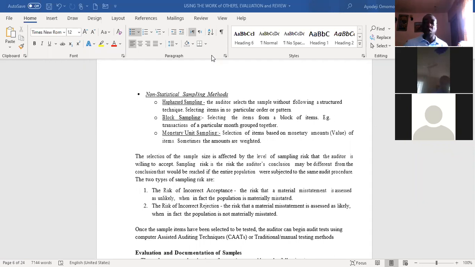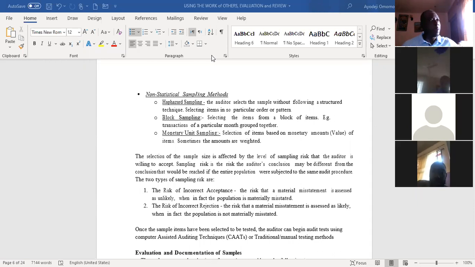You can even, for block sampling, say maybe you have a payment voucher or a goods received note. You might say, okay, from goods received notes 1 to 50, I'll select 2 samples. From goods received note number 51 to 100, I'll select from there. From 101 to 150, I'll select from there. So that is actually how you do it when it comes to block sampling.